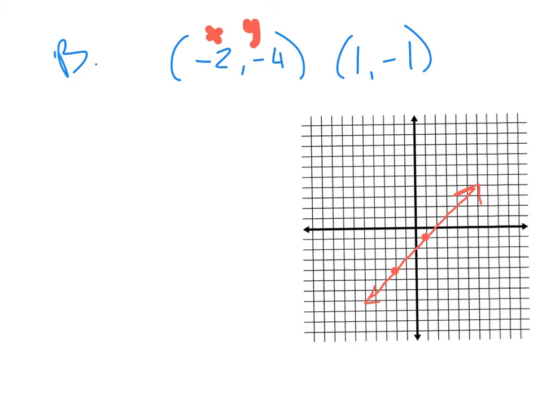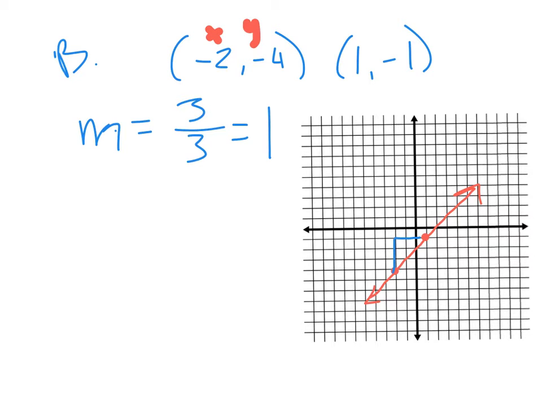So from the leftmost point, I go up how many? How many did I go up? 3. And then to the right, how many? 3 over 3 is what? 1. So I know my slope is 1.